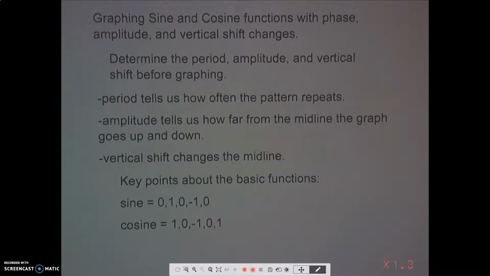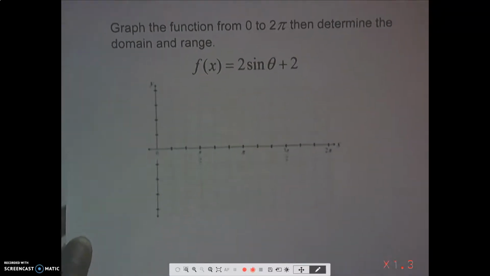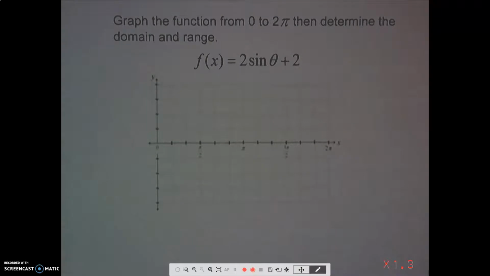Okay, and remember our key points for the basic functions. For sine, we go 0, up, 0, down, 0. And for cosine, we go up, 0, down, 0, up. Okay. So we're going to look at a few different graphs here. So the first one we have is f of x equals 2 sine theta plus 2.